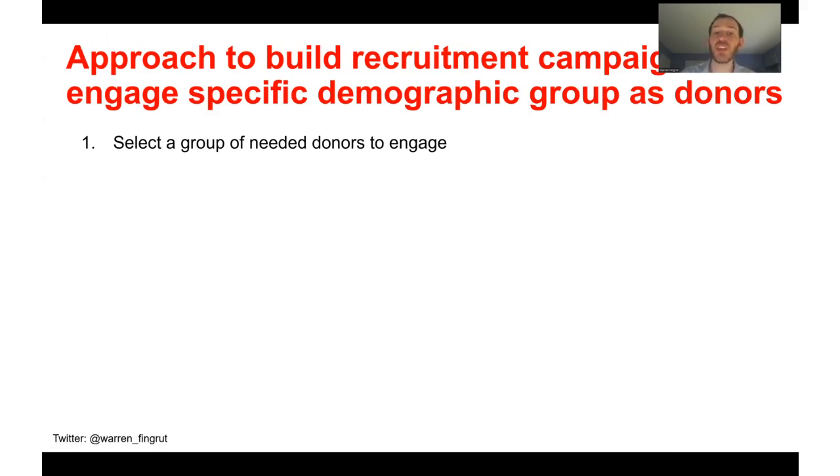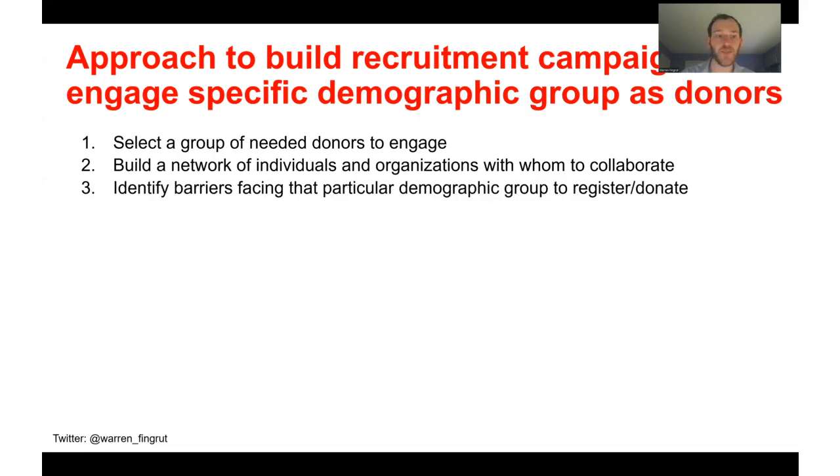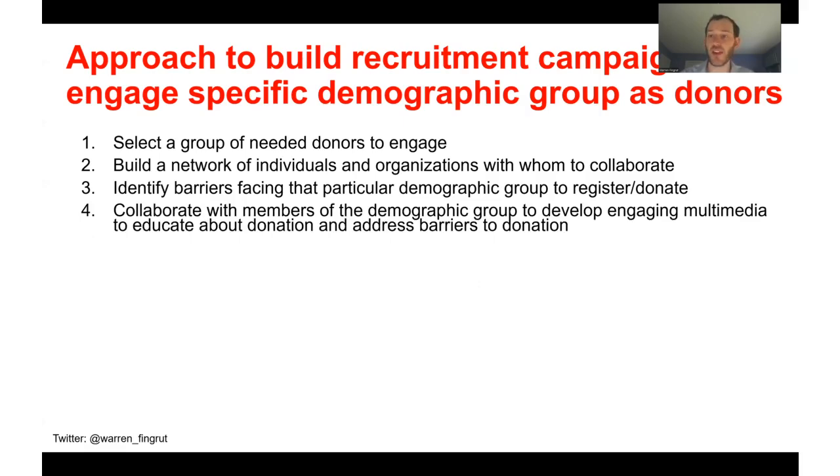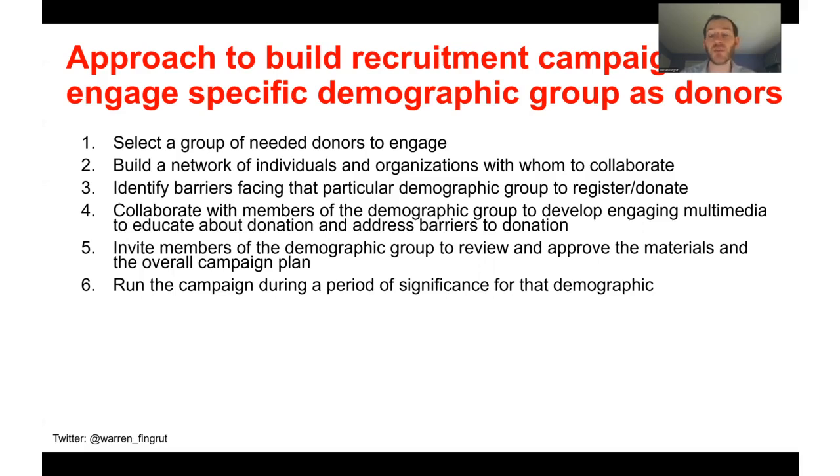First, select a group of needed donors to engage, and then build a network of individuals and organizations from that population, from that community with whom to collaborate. Identify barriers facing that particular demographic group to register and donate through literature review, through discussions, etc., and collaborate with members of that group to develop engaging multimedia to educate about donation and address barriers to donation. Invite members of that demographic group to review and approve the materials and the overall campaign plan, and then run the campaign during a period of significance for that demographic.